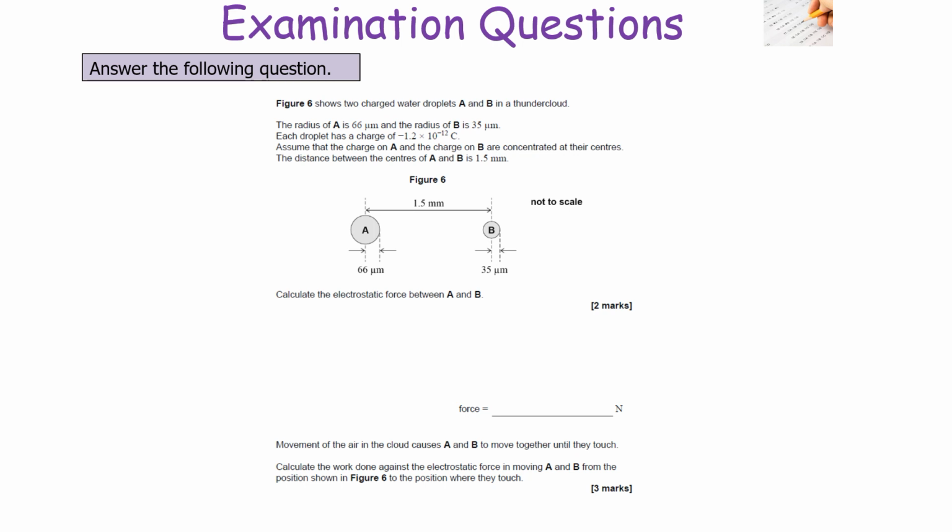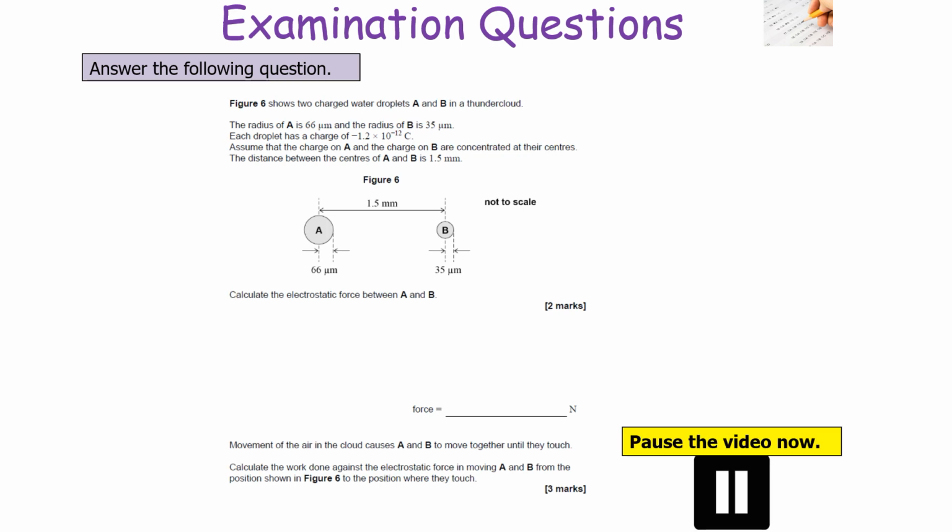Calculate the electrostatic force between A and B. And then the movement of air in the cloud causes A and B to move together until they touch. Calculate the work done against the electrical force in moving A and B from the position shown in figure 6 to the position where they touch. So pause the video now, then unpause the video when you want to go through your answers.